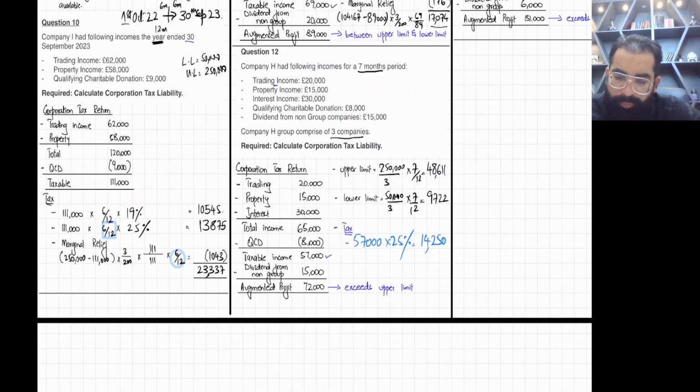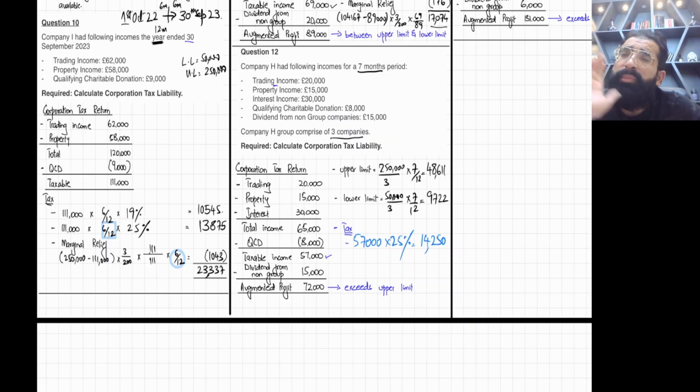Okay, now almost all the questions are done, but let me just increase the level of difficulty a little bit. Now I will be giving you a 9 months accounting period, 9 months with 2 financial years. But I won't give you all details. I will just give you taxable income and dividends, all these things.